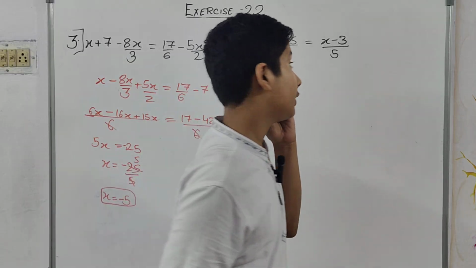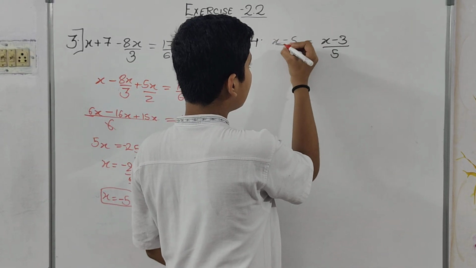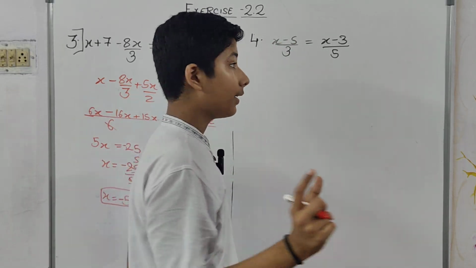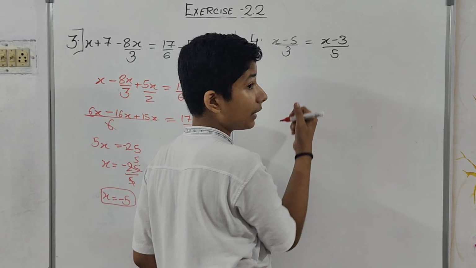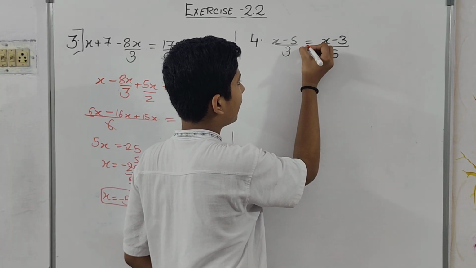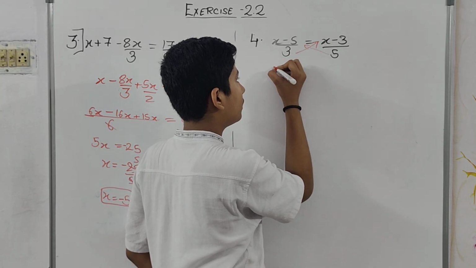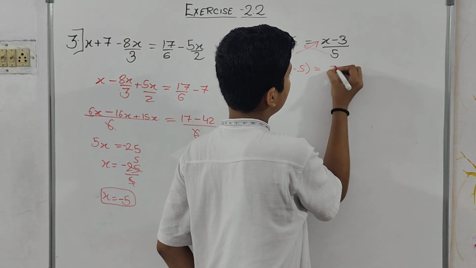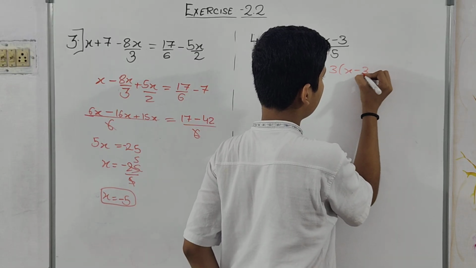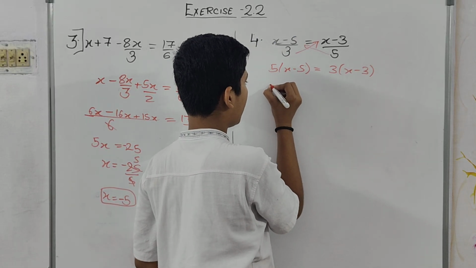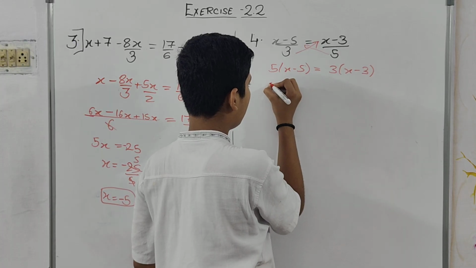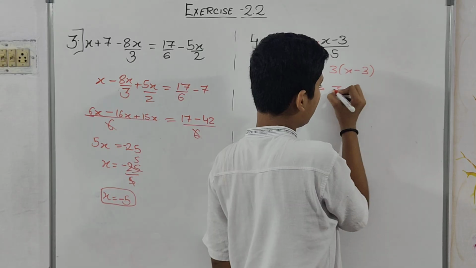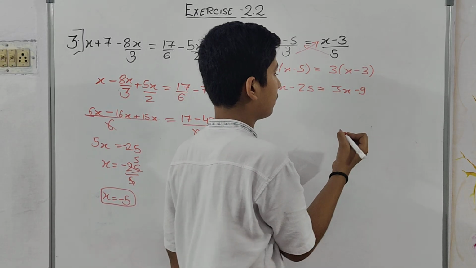I hope you understand it. Now the second one. Our first task is to keep the x term on one side, but over here something is already in division. So what we do is take it over there and this over there. 5 times of x minus 5 equals 3 times of x minus 3. 5x minus 25 equals 3x minus 9.